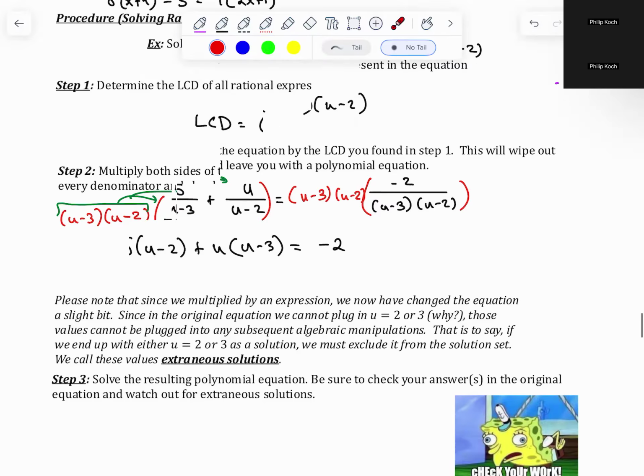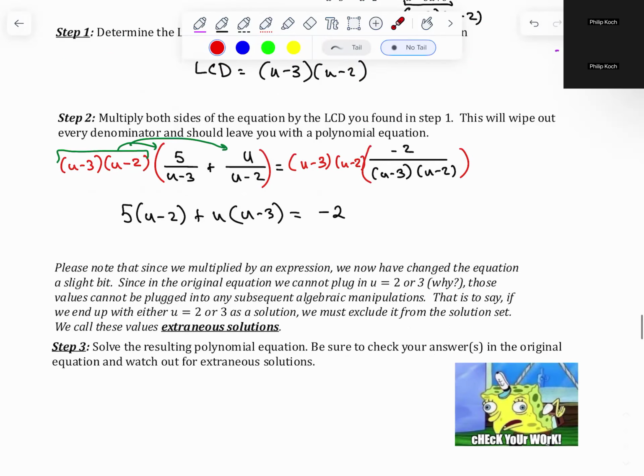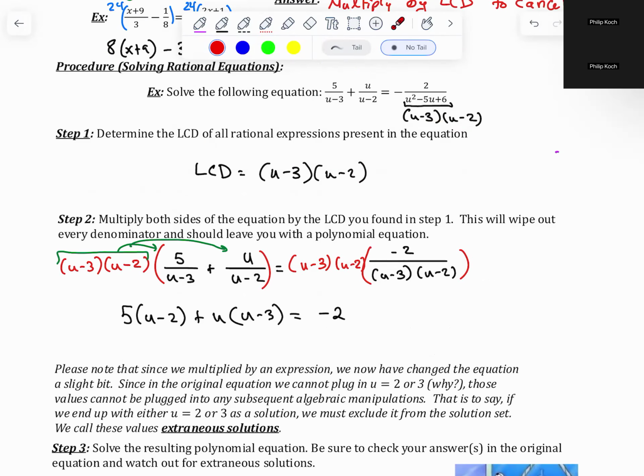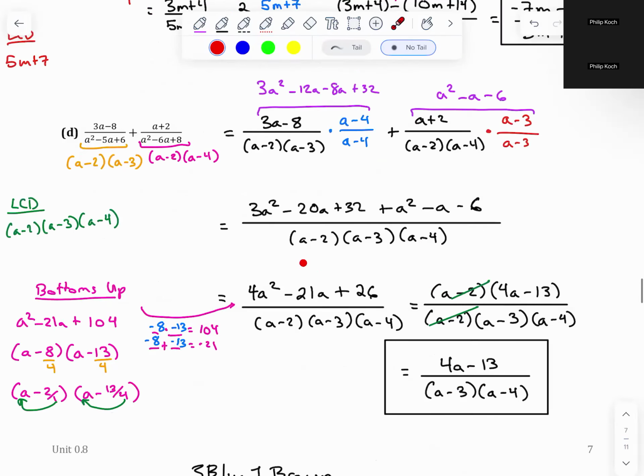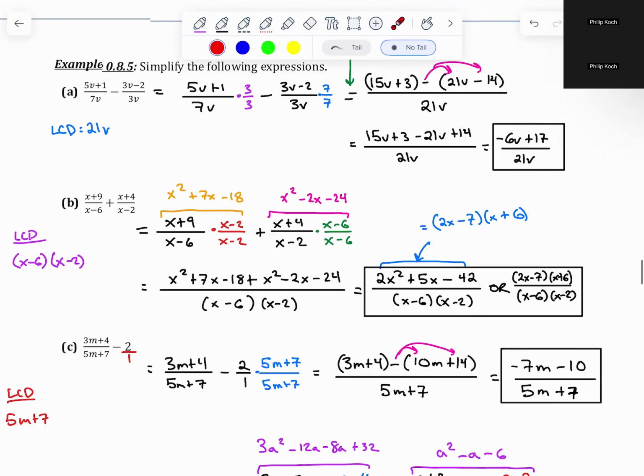So step 3 is to solve the resulting polynomial equation and be sure to check your answers in the original equation to watch out for extraneous solutions. As long as you keep in mind what the problem values are, in this case, 2 and 3. In this case, it would be 2, 3, and 4. If it was an equation, maybe it equaled 7 or whatever. This one, -7/5. This one, 6 and 2. This one, just 0. As long as we keep those values in our mind as values that cannot be plugged in, we're pretty fine. So let's see that in action.